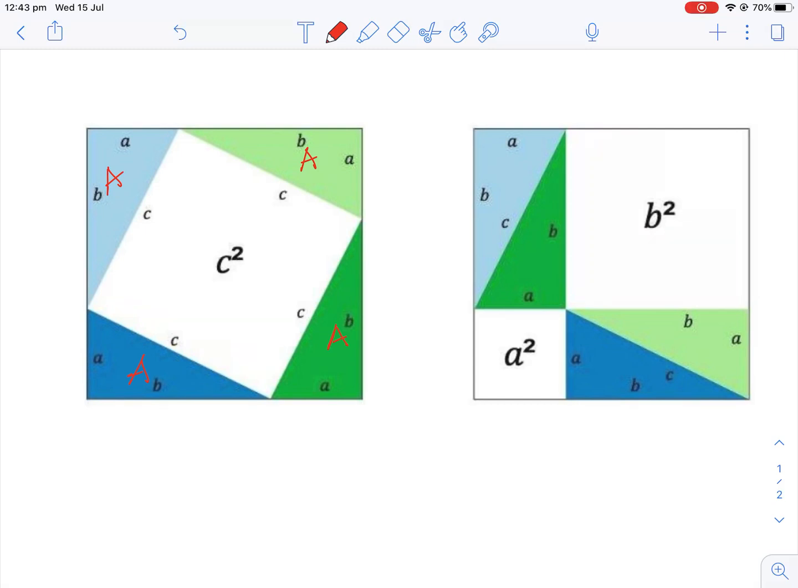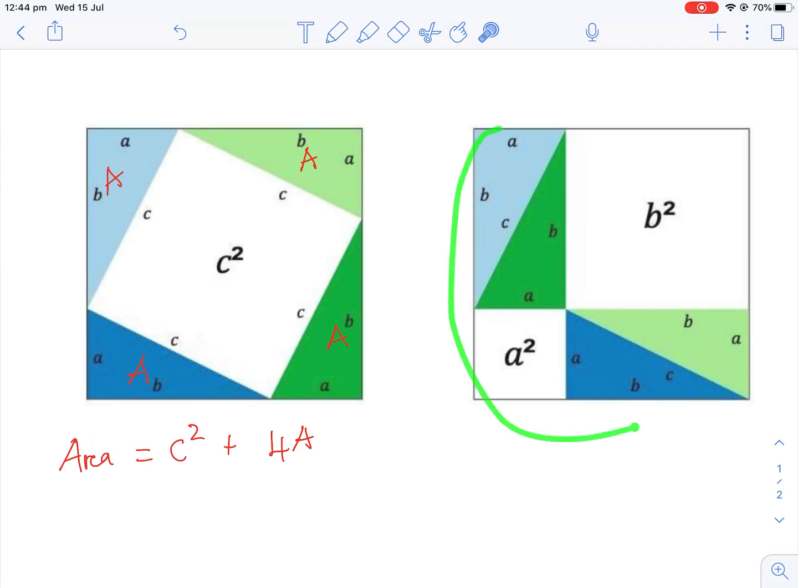You can see that if you split this square into 5 shapes, including 4 right angle triangles and the little square here, the area of this big square equals the area of the little square here, which is C square, because the area of a square equals this side times this side. C times C is C square. So it equals C square plus the area of the 4 little right angle triangles.